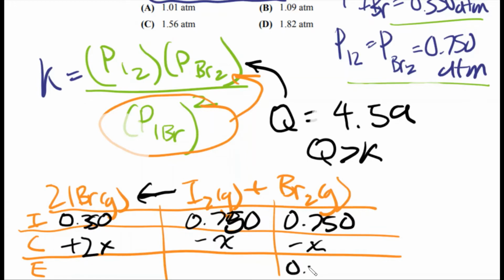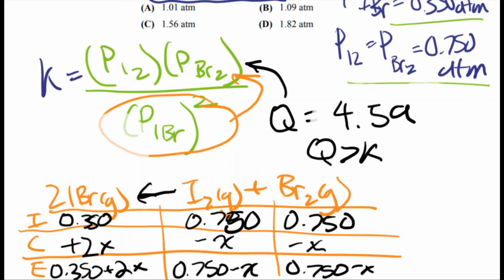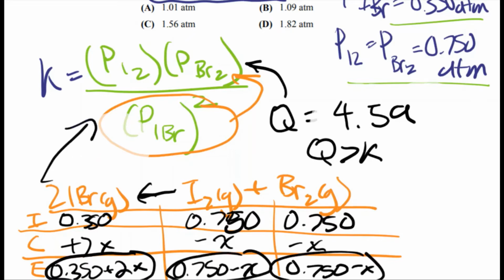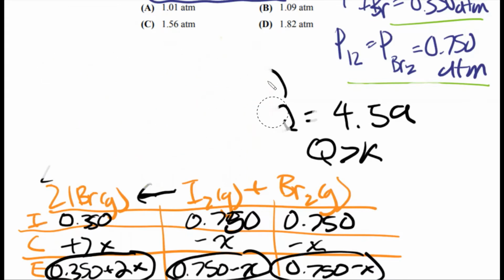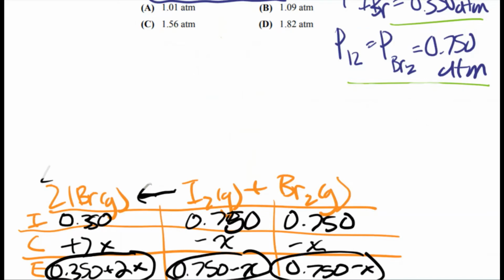Now, in the end, you'll get 0.750 minus x on each side, and you'll get 0.350 plus 2x on that side. So we got this cool thing, and now let's just chug in these expressions at equilibrium into the equilibrium expression in order to figure out what x is. So I'm going to do some erasing. Let me change the brush size so I can erase everything. So let's do some erasing now.